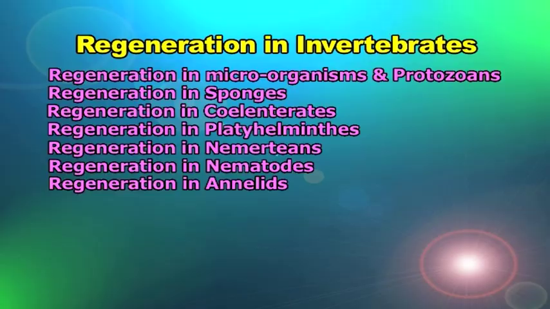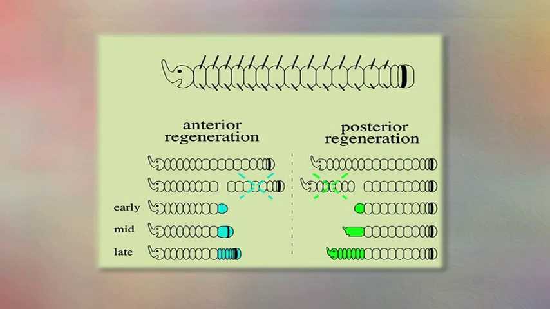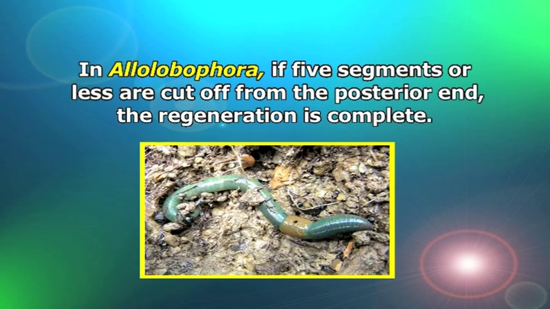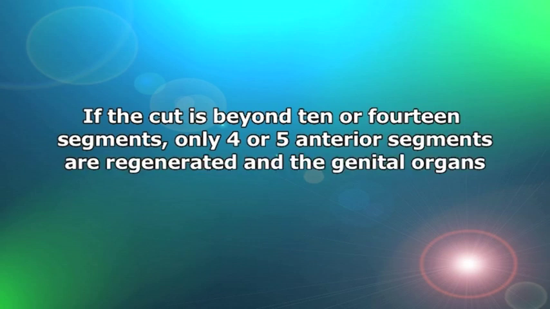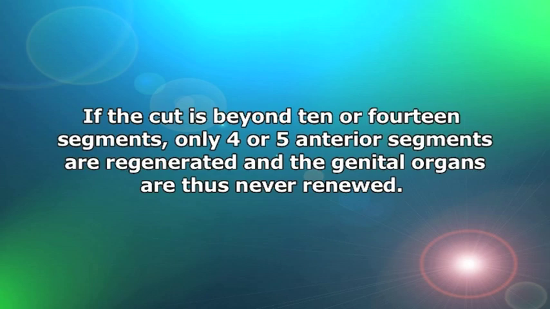Regeneration in annelids. If any oligochaete is cut into two pieces, the posterior one regenerates the frontal end with the mouth, and the anterior half regenerates the new posterior end. In Allolobophora, if 5 segments or less are cut off from the posterior end, the regeneration is complete. If the cut is beyond 10 or 14 segments, only 4 or 5 anterior segments are regenerated, and the genital organs are thus never renewed.